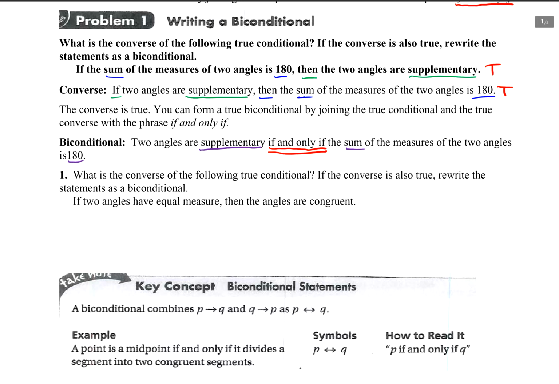Notice we don't have any if-then statements here. We simply have a statement and then if and only if the other statement. So we took our supplementary portion and our sum is 180 portion, and we join them together with if and only if. This is a better direction. Having supplementary first is a better direction because the definition of supplementary is the sum is 180, and we will get to that shortly, why we do it this way. So go ahead and pause the video and you try the next one.